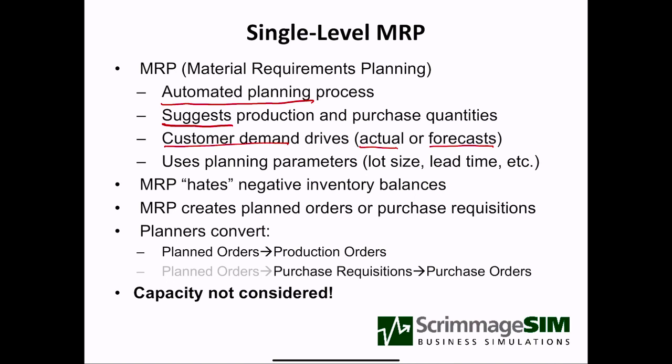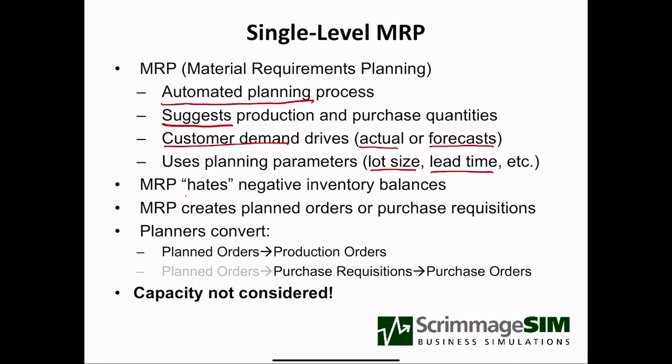MRP uses planning parameters that we as material planners specify, such as lot size. If we're going to make a quantity or order a quantity of materials, what should we order? Also the lead time. How much lead time should we allow for production quantities or purchase quantities to make sure things are done in a timely fashion?